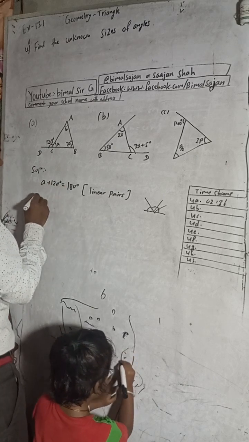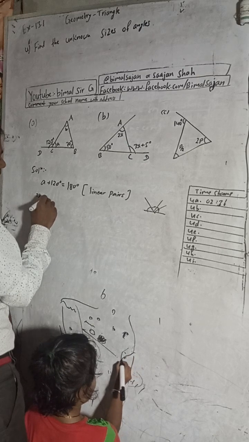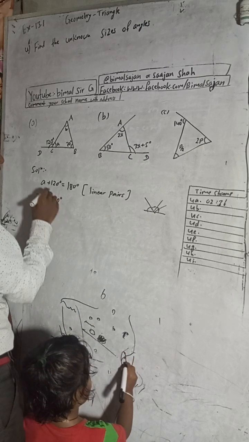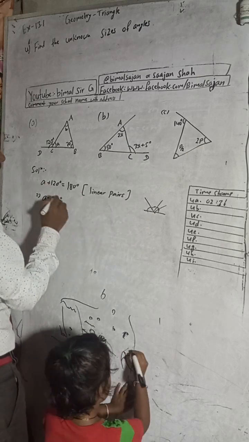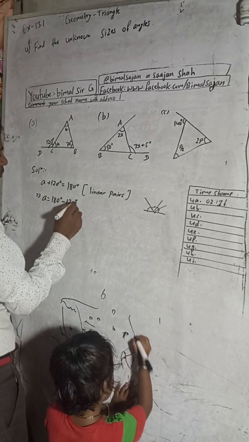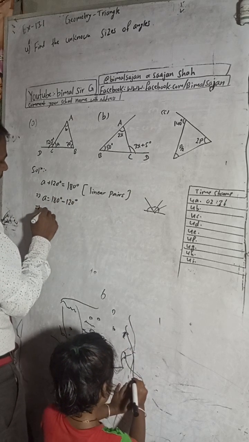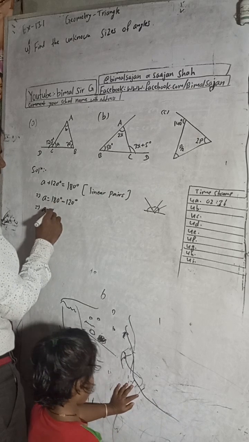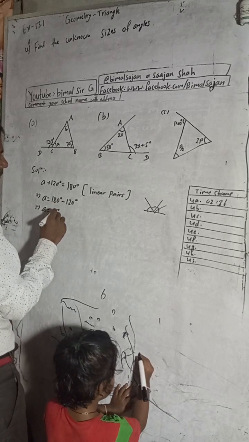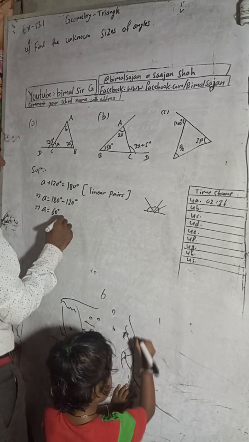Now solving this, we can write here A is equal to 180 degree, when this plus goes to the right hand side, it will be minus 120 degree. So this implies here A is equal to 180 minus 120 will be how much? 60 degree. So A is equal to 60 degree, this answer is okay.